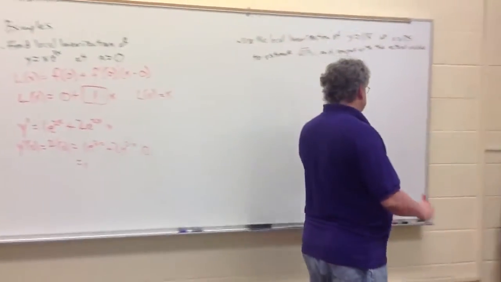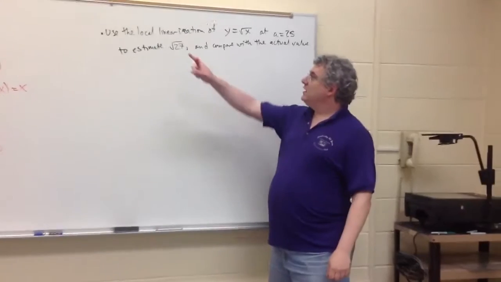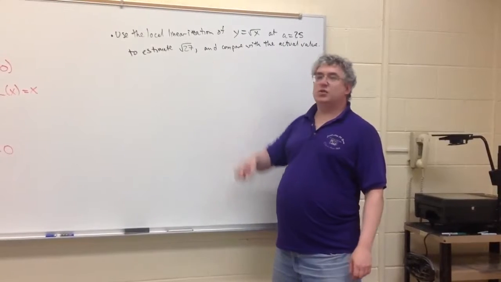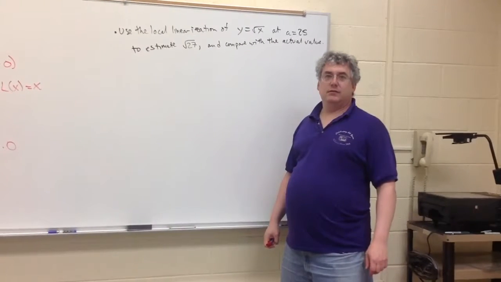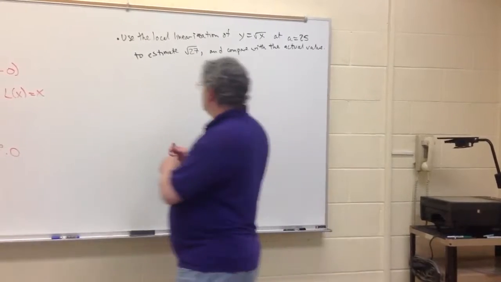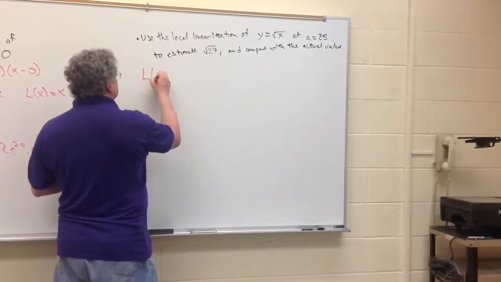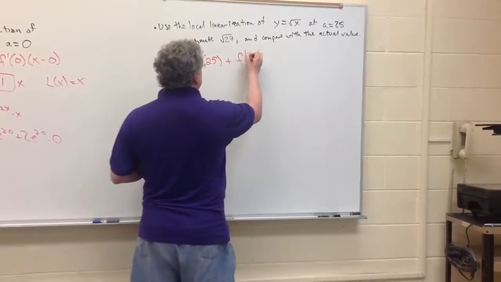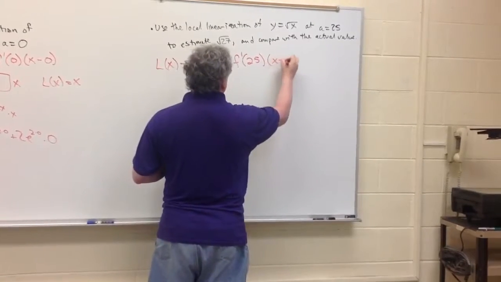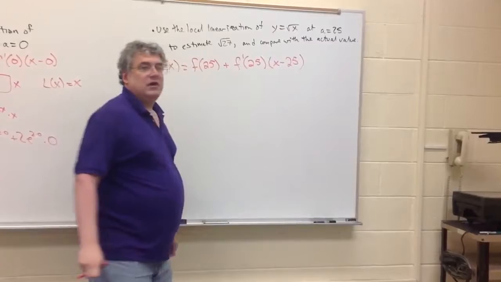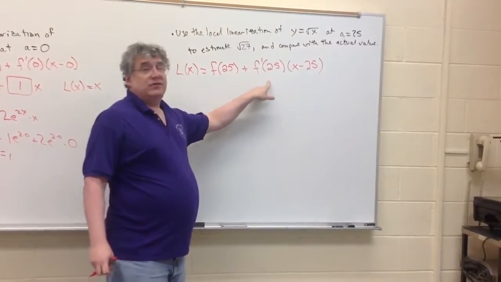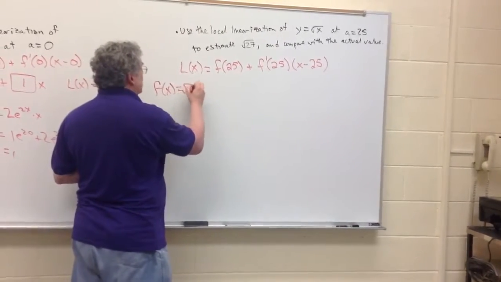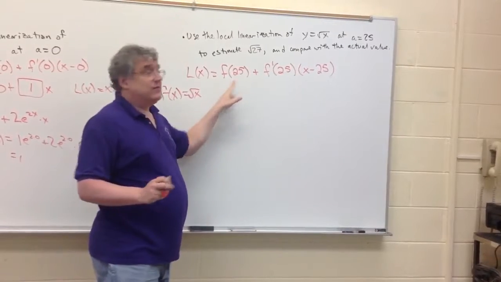Let's try a second example to see how linearization actually can be practical. Let's use the local linearization of y equals square root of x at a equals 25 to estimate the square root of 27. Okay, we need the linearization. So again, the linearization is going to be f at our base point plus f prime at our base point times x minus our base point. So we need f at 25 and f prime at 25. The function y equals square root of x, so f of x here is square root of x. Square root of 25 is 5.